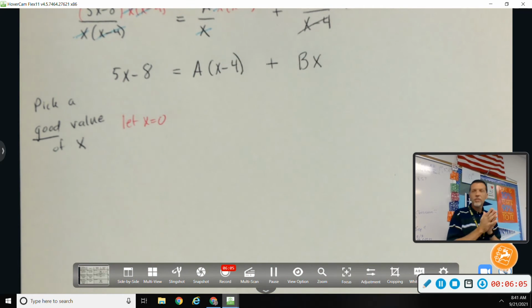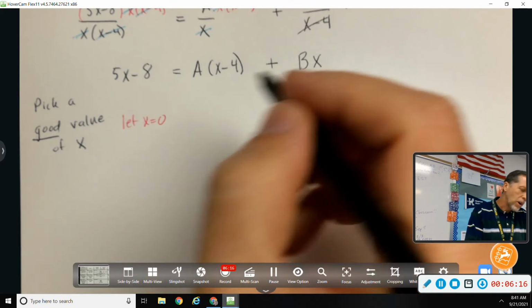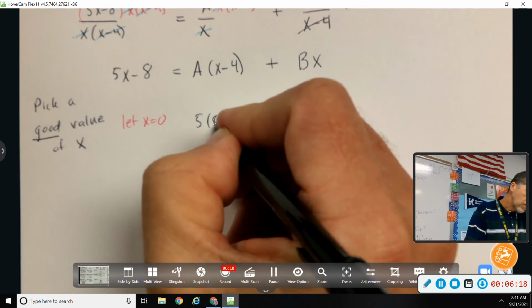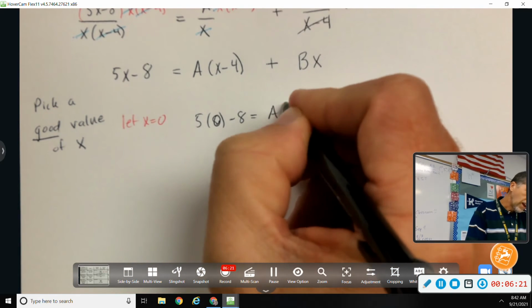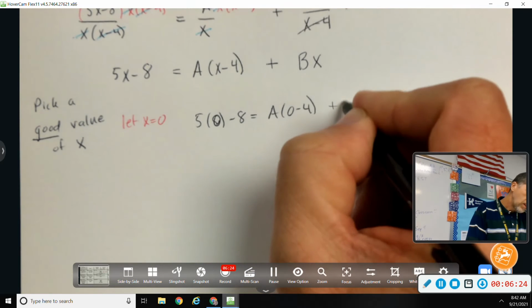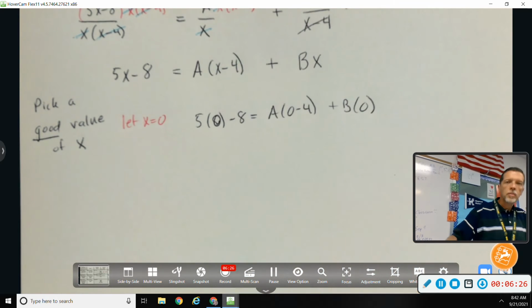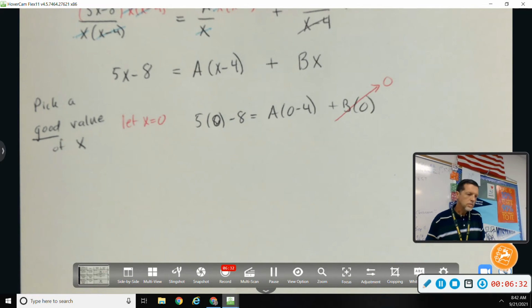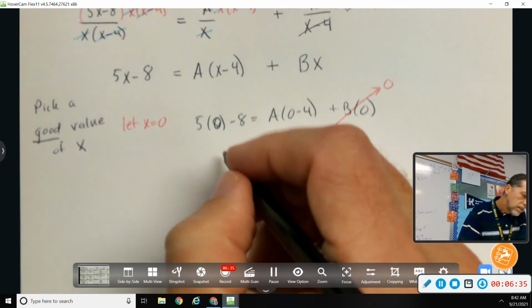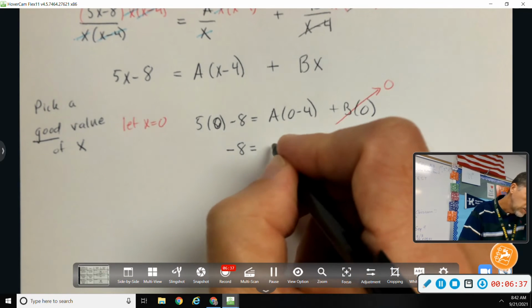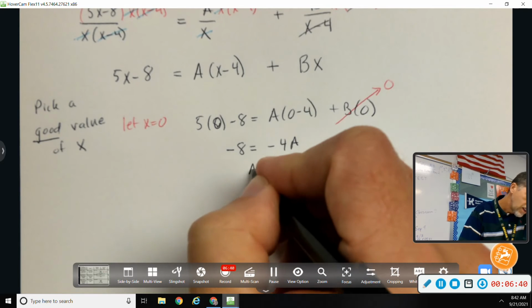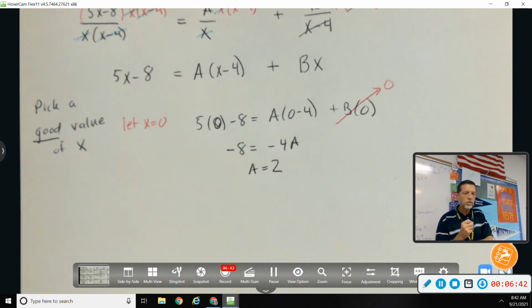So again, be careful. 0 is not always a good pick for this unit. It happens to be for this problem because, let's plug in 0 for x, because it wipes out the b term. So that leaves me with negative 8 equals negative 4a. A equals 2.